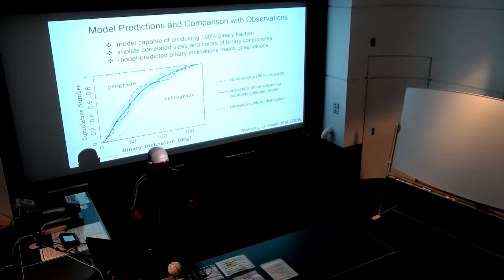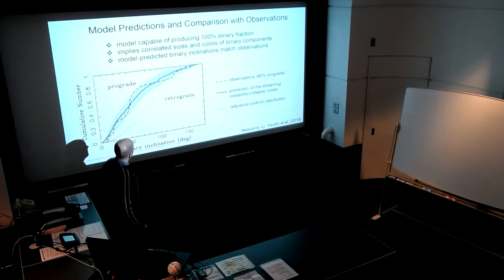Then maybe later on, or in a different location, another cloud will have slightly different composition, will form another binary, and therefore the two components of the new binary will have the same composition but slightly different than the one we had in the previous case. And the most fascinating result we got from this is that the model predicted binary inclination match observations.